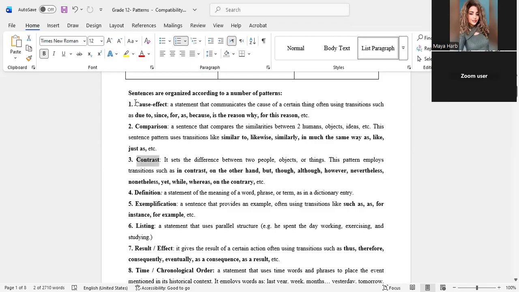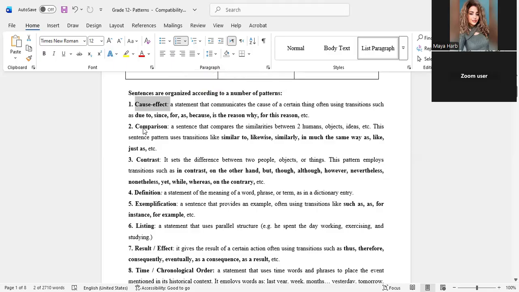We said cause and effect is when we have in the same sentence a reason and a result. So we gave the example like, because she took the wrong medicine, she felt very sick. This is the cause, because she took the wrong medicine. The effect is she got sick.